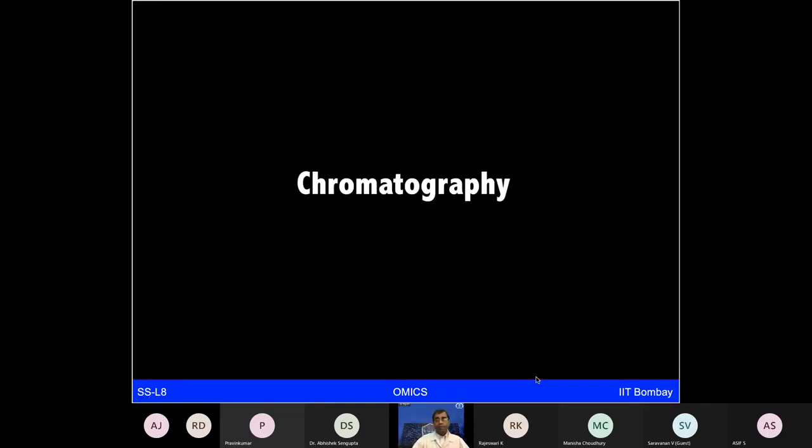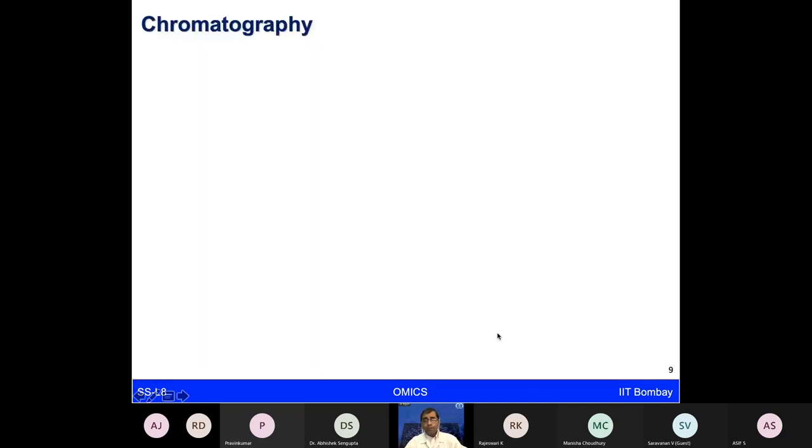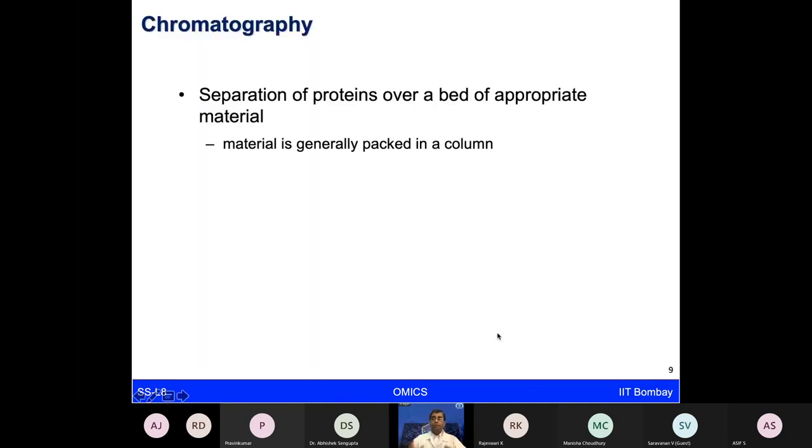But let me go back a little bit and talk about some basic biochemical techniques, and then we will talk more about the proteomics technologies. Chromatography is one of the real backbones in all the separation sciences when you want to really separate complex mixtures. I just showed you nano LC, nano liquid chromatography, or ultra high pressure liquid chromatography.